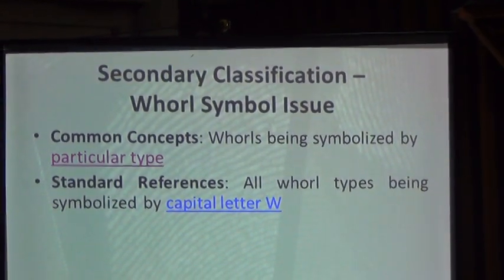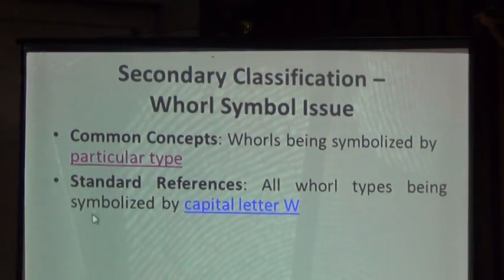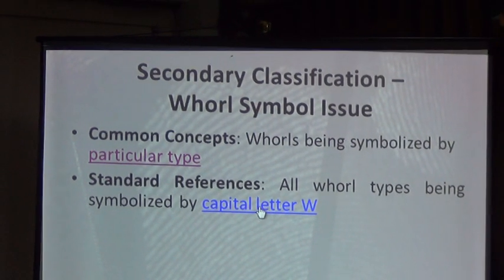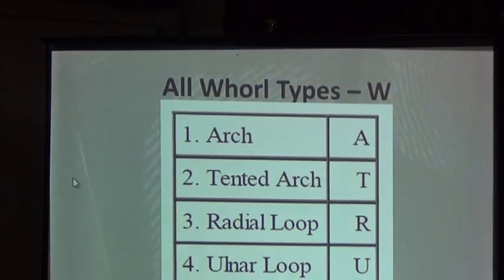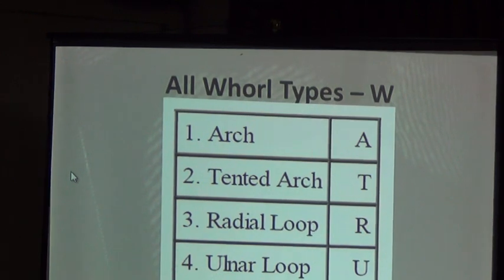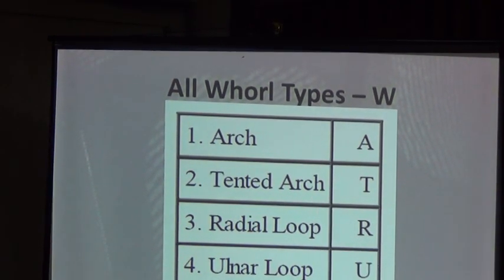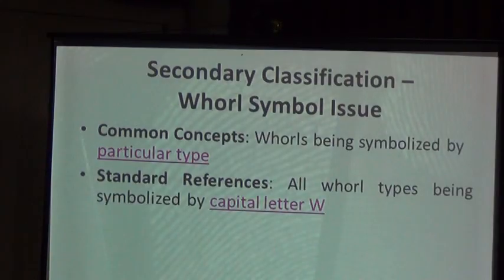In the standard references, let us look. All whorl types are being symbolized by the capital letter W. That is in the FBI. Next. Back. Okay.